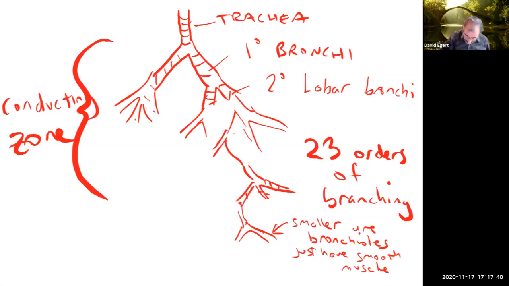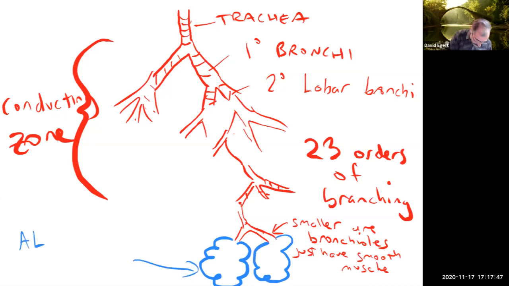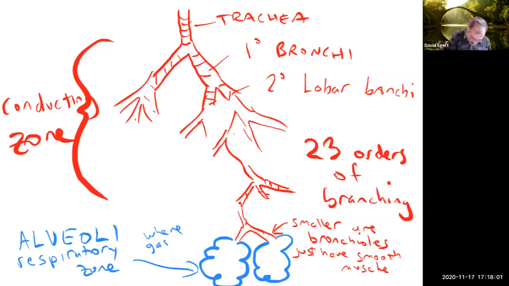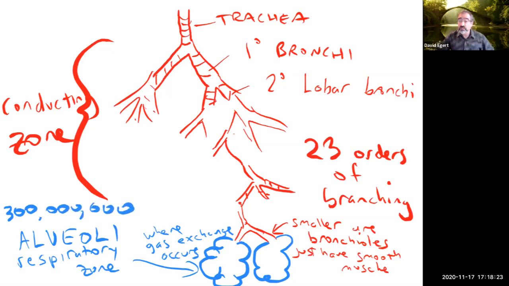The place where we actually have gas exchange is going to be in the alveoli. This is what we call the respiratory zone, where gas exchange occurs. We're going to talk about these in much more detail in a few moments. You have a lot of these, somewhere around 300 million alveoli, with a surface area the size of a racquetball court. So there's a huge surface area for gas exchange.